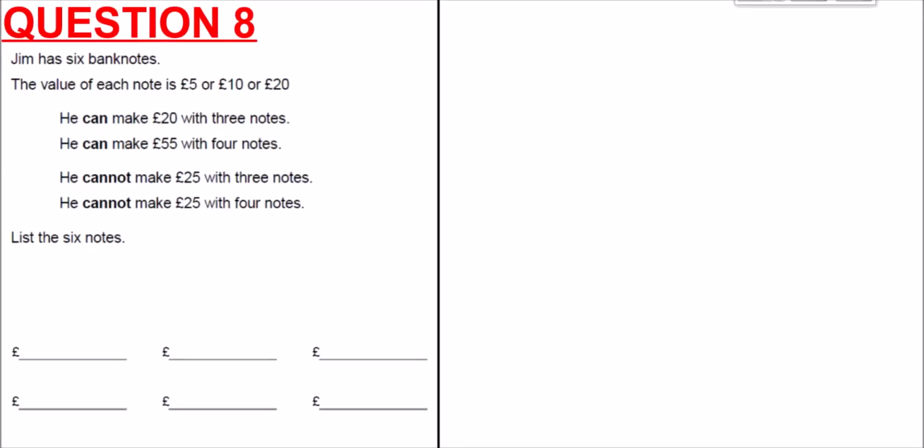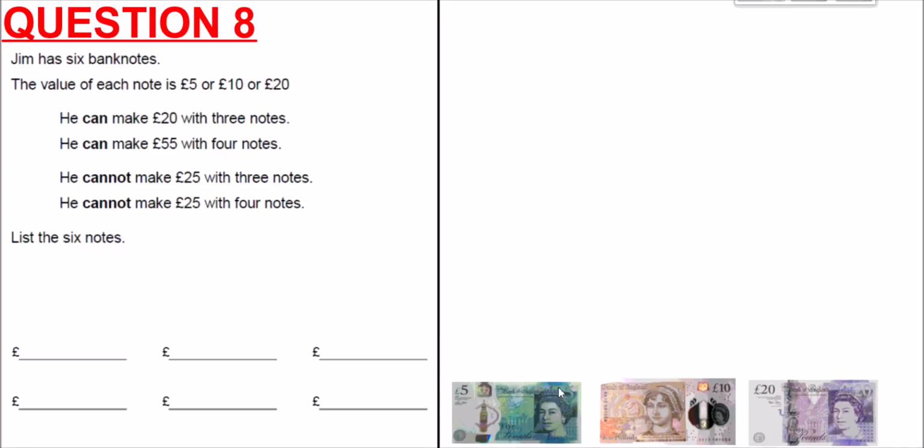Question 8. Jim's got 6 banknotes, and we're told that the value of each banknote is £5, £10 or £20. And so what we can do for this one is picture it as different banknotes, up to 6 of them. So what we're told first off is he can make £20 with 3 notes. And so think about all the possible ways that can happen. How would you be able to have £20 in your hand with only 3 banknotes and no change?